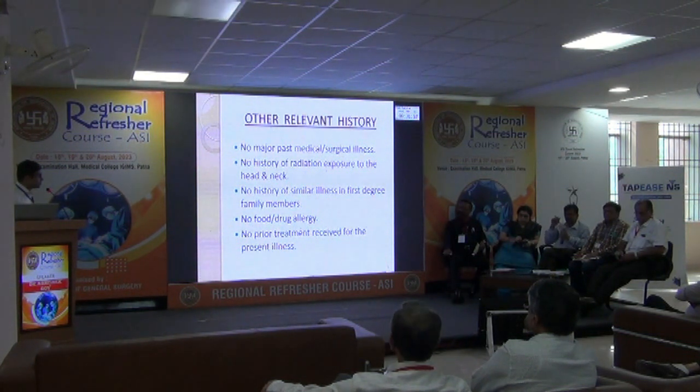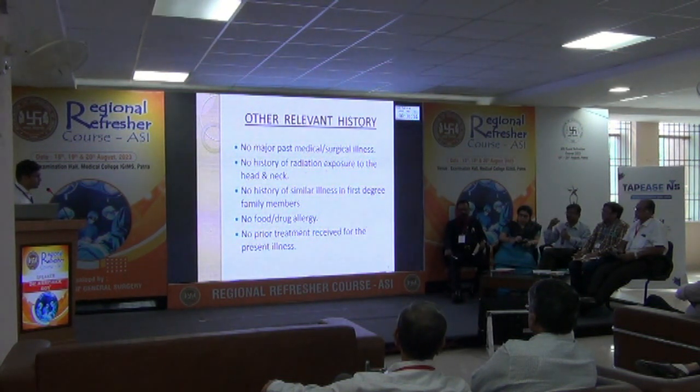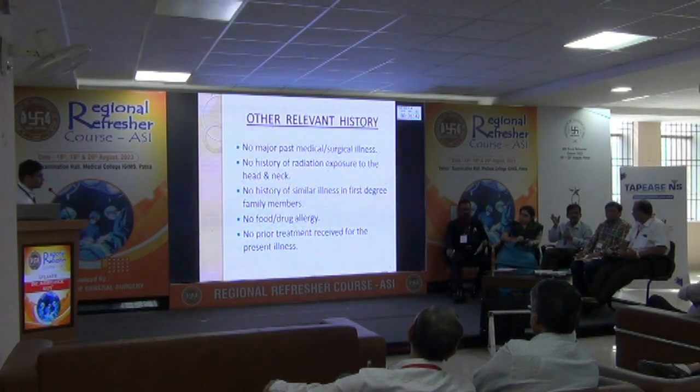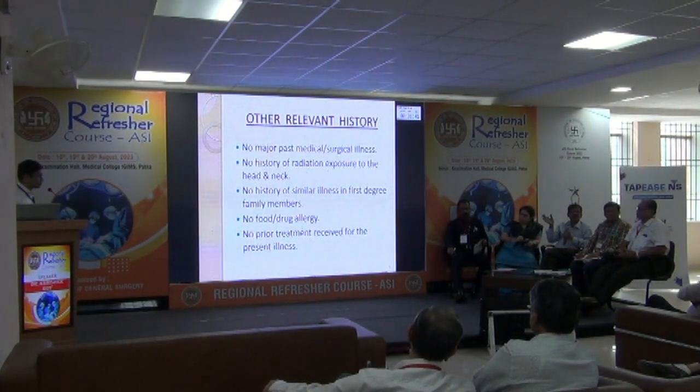You say no history of severe illness in the first three family members. If a patient has got a swelling for 15 years, slow growing, and at the end you come to a diagnosis of pleomorphic adenoma, what is the relevance of this statement? And often, for all PGs, you write in the past history, no similar illness in the past.